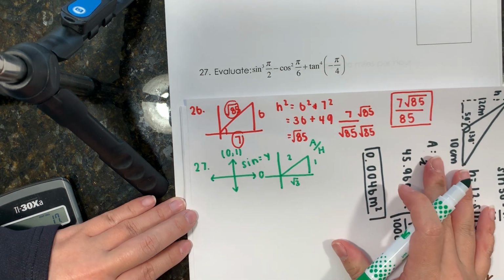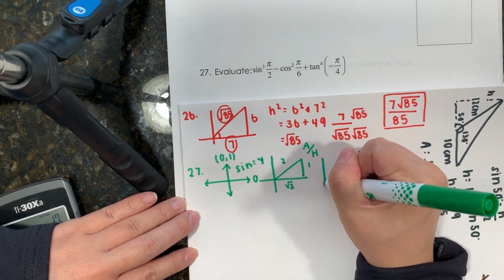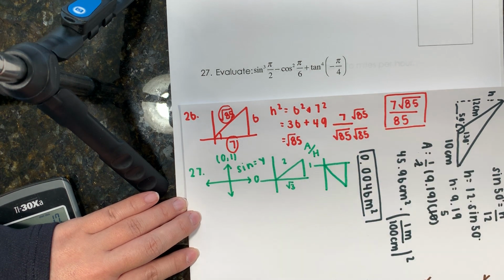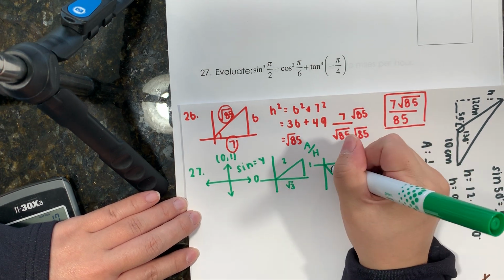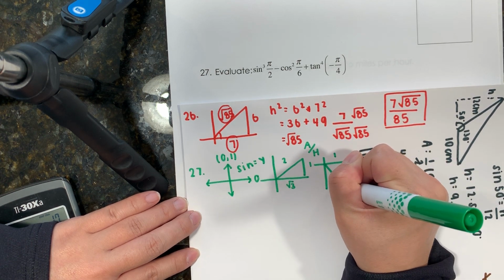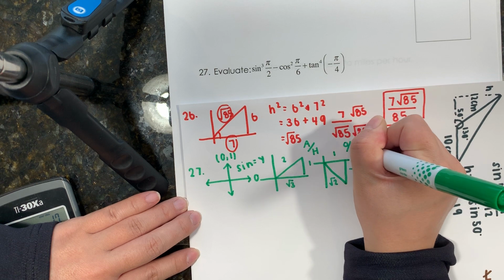The last one is negative pi over 4. And that means because it's negative, it would be in quadrant 4. Negative 1 goes down. And this would be a 45-degree angle. So this would be 1, negative 1, root 2. And tangent is opposite over adjacent.